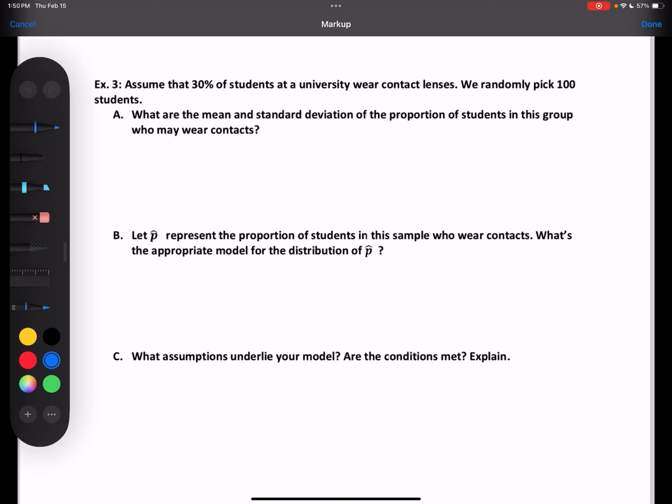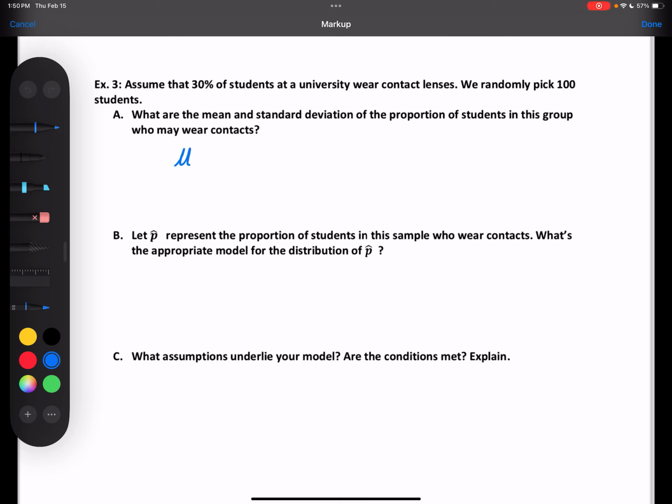Assume that 30% of students at a university wear contact lenses. Have them or wear them, there's two different things. Well, you don't have either of them. Yeah, it's either. We randomly pick 100 students. What are the mean and standard deviation of the proportion of students in this group who may wear contacts?